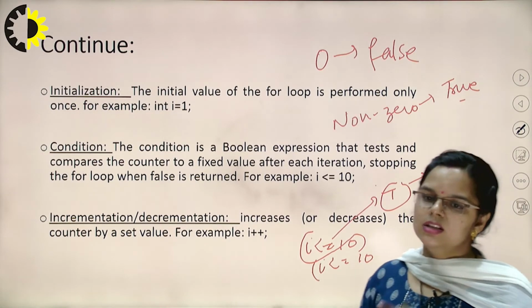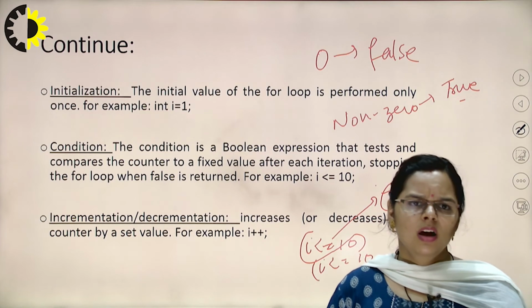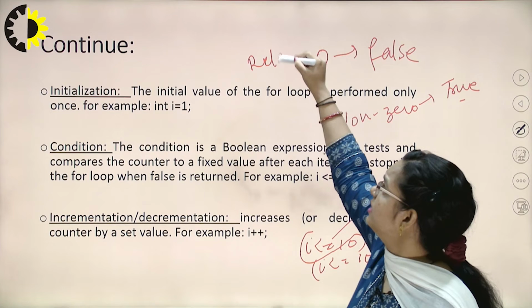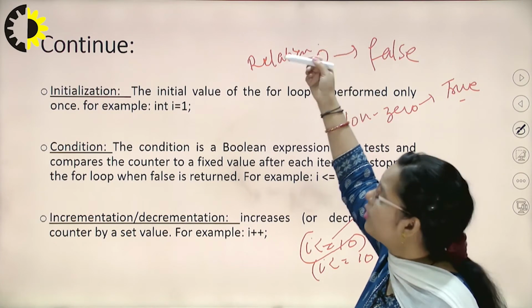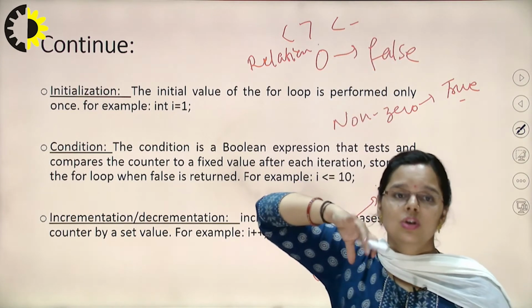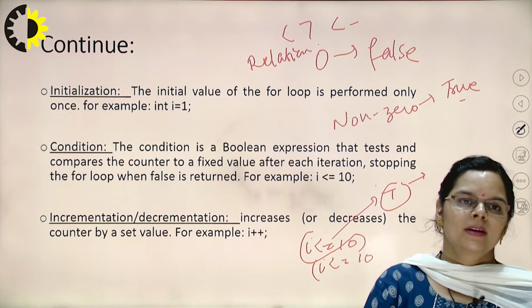So these 0 and non-zero values are returned by any Boolean expression, and Boolean expressions include all the relational operators. We use the relational operators for comparing: less than, greater than, less than equals to, greater than equals to, not equals to. So all these expressions return some Boolean value, right? 0 or 1.